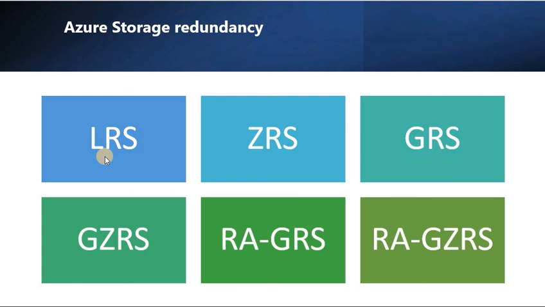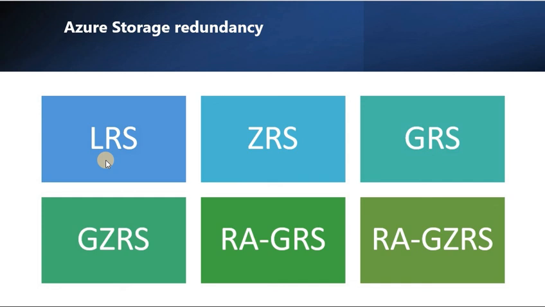LRS copies your data synchronously three times across separate racks of hardware within a single availability zone inside the primary region. LRS protects your data against rack and drive failures or if maintenance work is happening in the data center. However, LRS doesn't protect you from a data center wide outage.